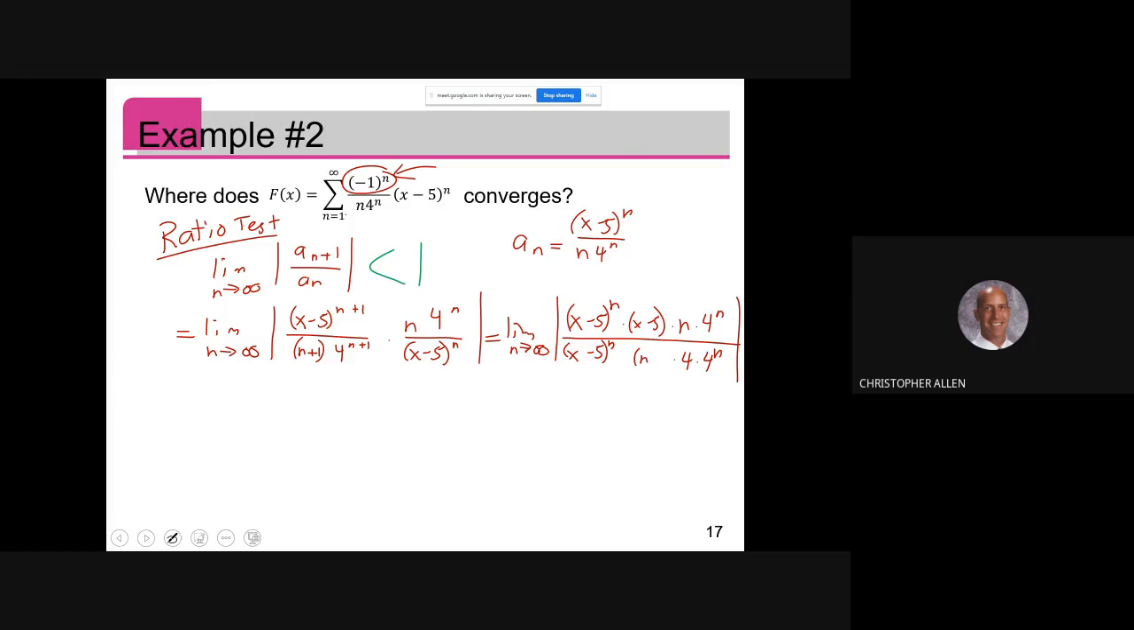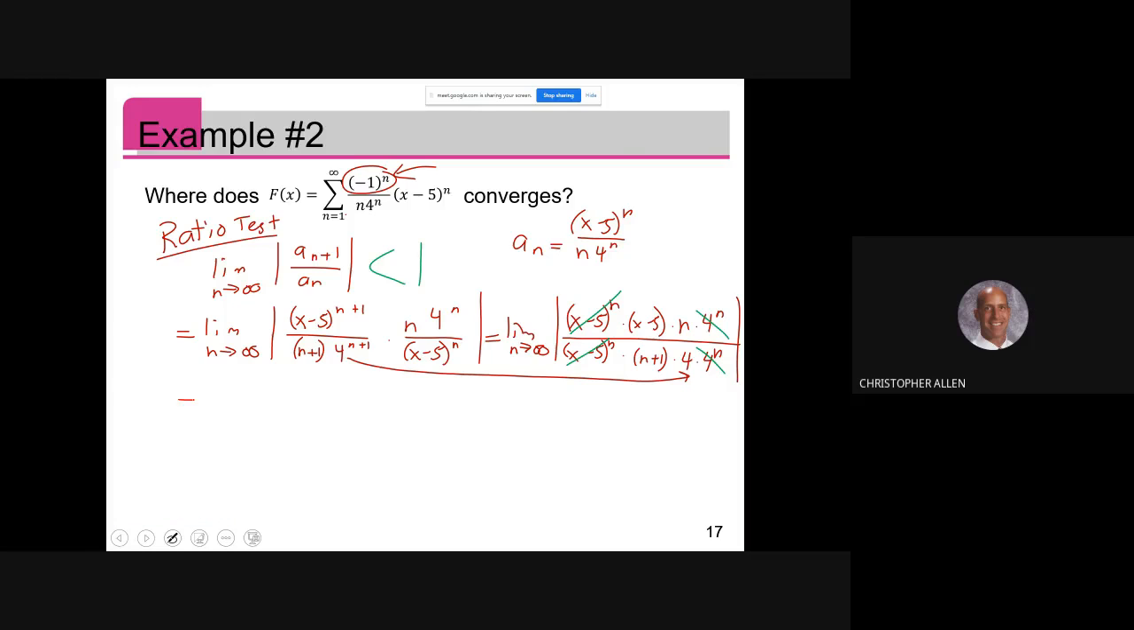There's still this n plus 1 in the denominator, so I'm just changing the order of the denominator there. Hopefully you can see what I did. The only thing that really changed was I changed that 4 to the n plus 1 to 4 times 4 to the n. Does that make sense? Now, hopefully I've written this in such a way that it's easy to see what cancels. This is going to cancel that, and this is going to cancel this. So things are already looking quite a bit better.